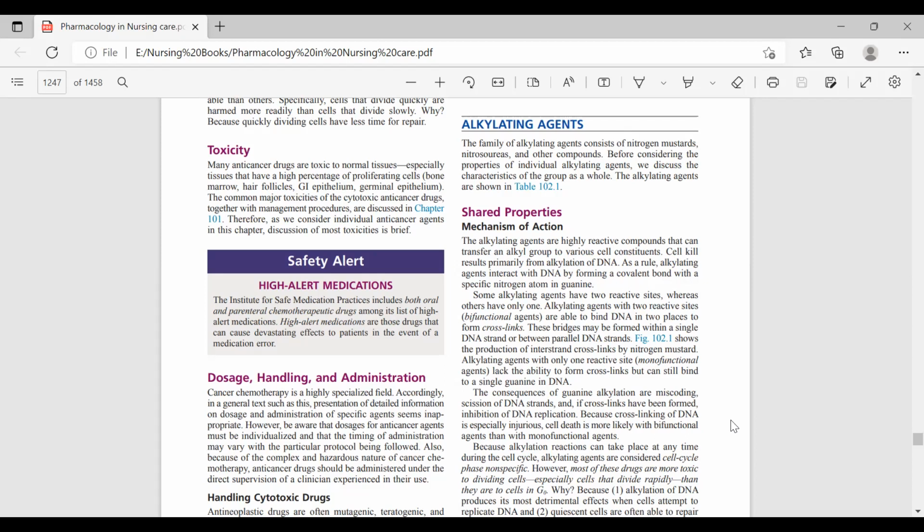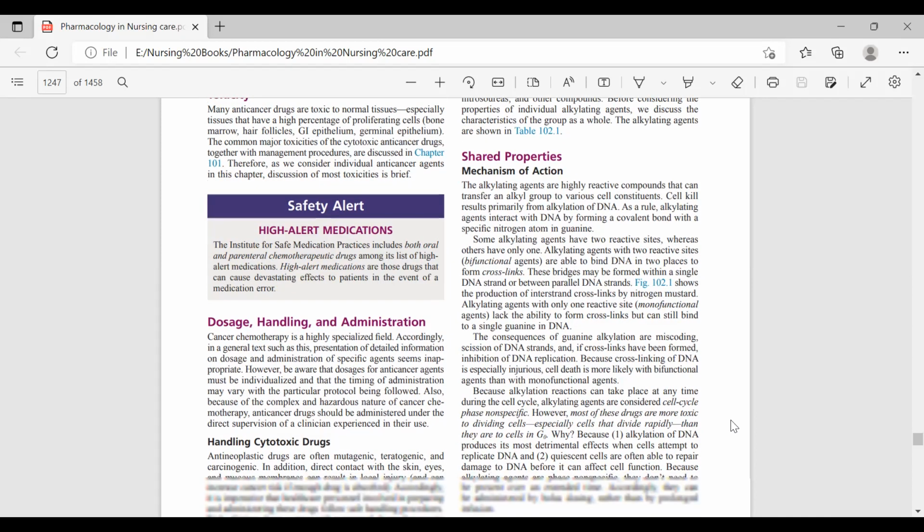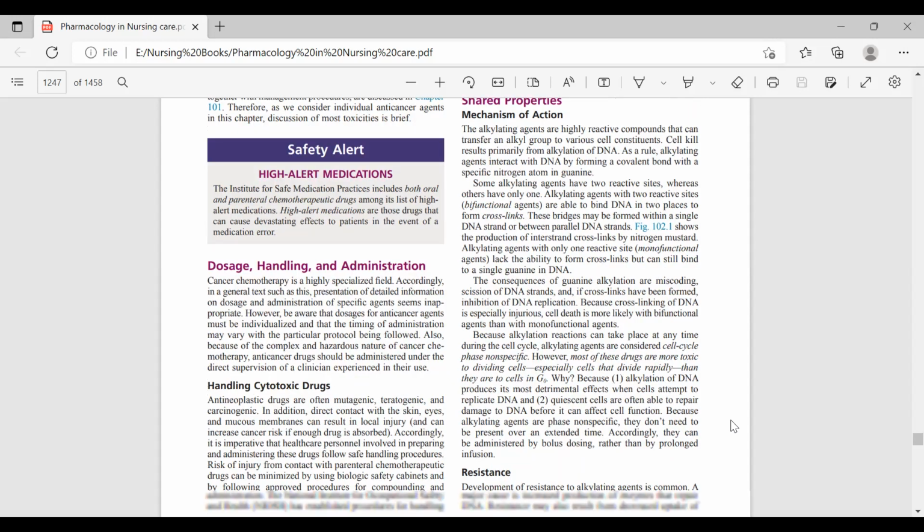Alkylating agents, because of two reactive sites, are also known as bifunctional agents, and they are able to bind DNA in two places to form cross linkages. These bridges may be formed within a single DNA strand or between parallel DNA strands. So the production of these interstrand cross linkages occurs with nitrogen mustard. The alkylating agent which has only one reactive site is known as a monofunctional agent, while those which have two reactive sites are known as bifunctional agents.